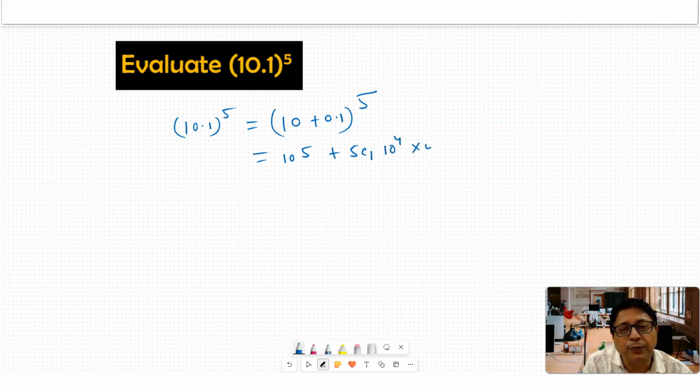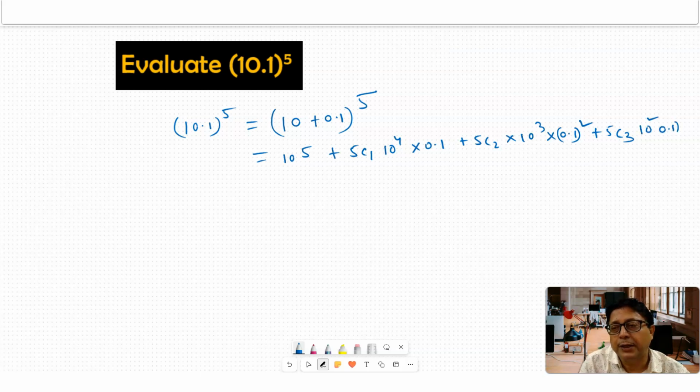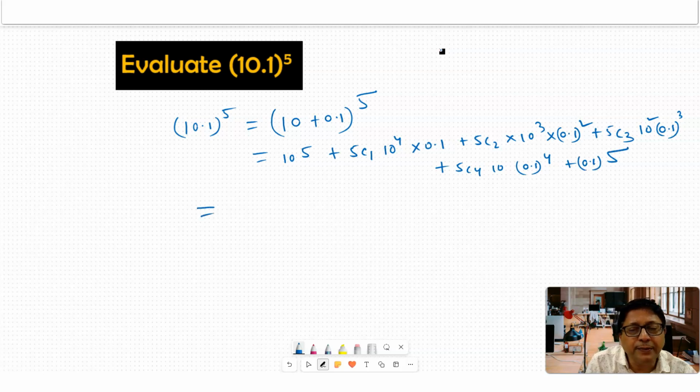5c1, 10 to the power 4 times 0.1. 5c2, 10 cube, 0.1 square. 5c3, 10 square, 0.1 cube. 5c4, 10 into 0.1 to the power 4, and then 0.1 to the power 5. 10 to the power 5, you all can easily write its value. So 1 and then 5 zeros.